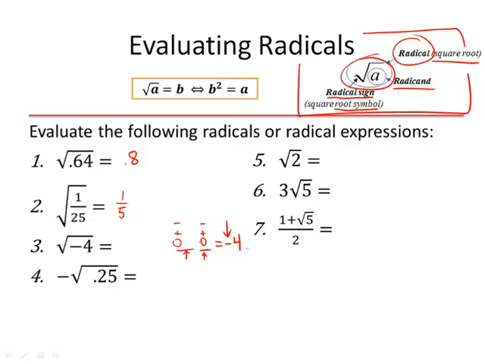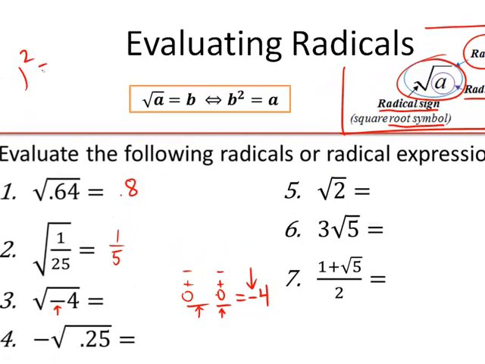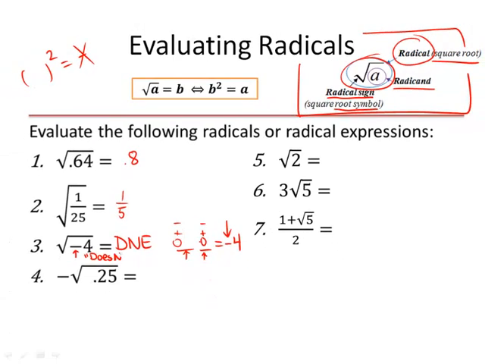There's no possible way of attaining a negative under a root, because there's no possible way to square a number and get a negative. So we would just write DNE, which stands for does not exist.